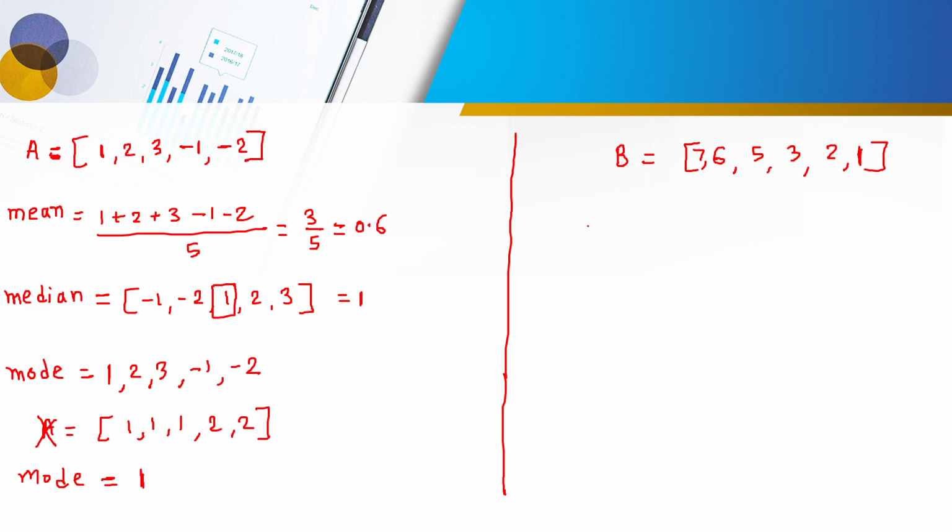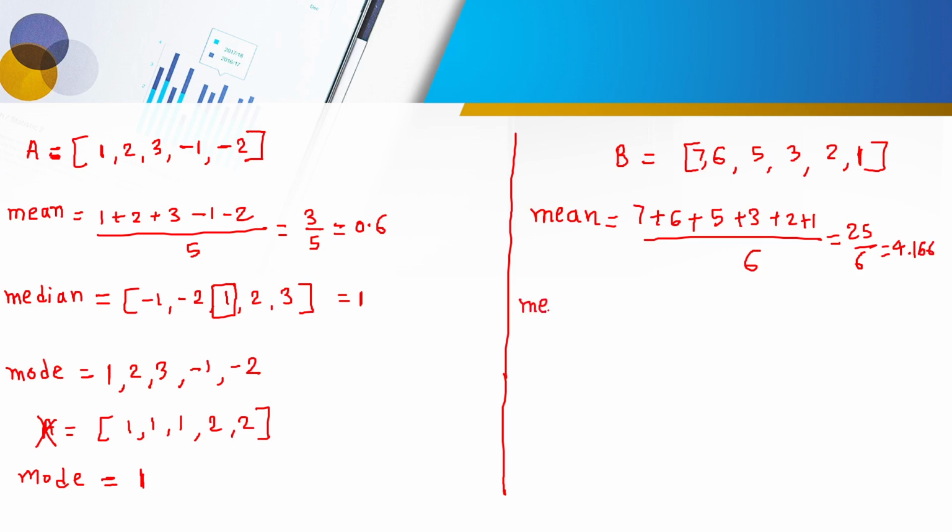So can you tell what is the mean value here? Mean value for B, what is that? You have to calculate 7 plus 6 plus 5 plus 3 plus 2 plus 1 divided by the total number of elements, which is 6. So what is this value? 7 plus 6 is 13, 18, 21, 24 and 25. This value will be 25 by 6, which is around 4.166, something like that. This is the mean we have.